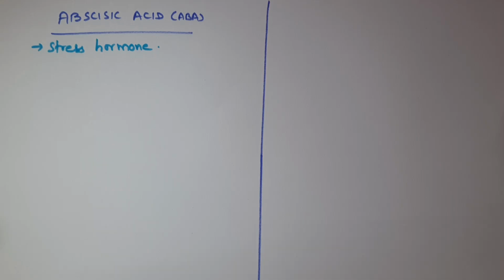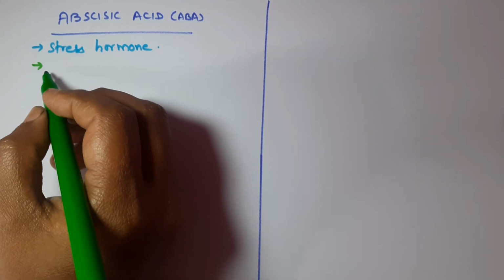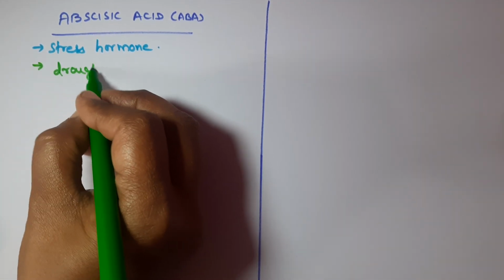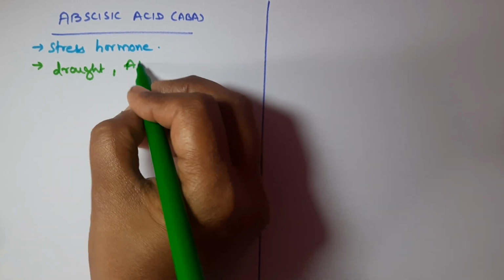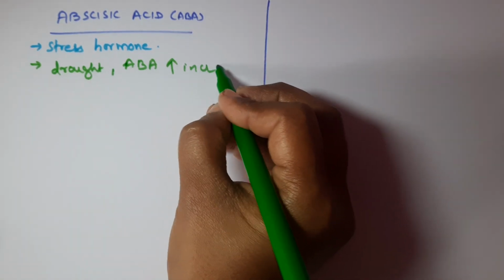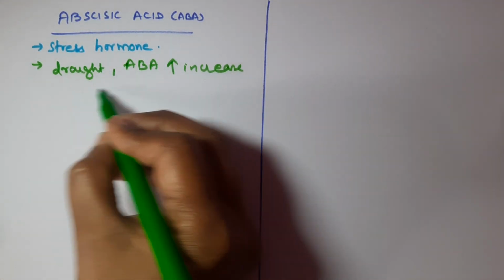So it will help the plant to perform better under the stress condition. It is mainly produced under stress condition, like if there is a drought, the ABA content will go up. And how will it help the plant fight the drought? It will close stomata.